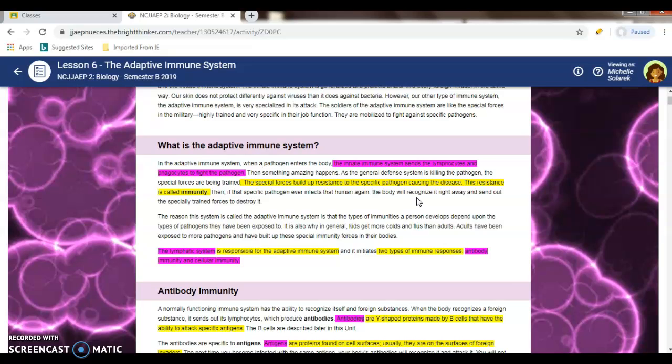So for example, the flu virus. If you contract the flu virus for the first time, and you get it again, let's say another 2 months from now, your body already has pathogens built up to immunize itself from that virus and then remove it from the body. So the lymphatic system is responsible for the adaptive immune system, and it initiates two types of immune responses: antibody immunity and cellular immunity.